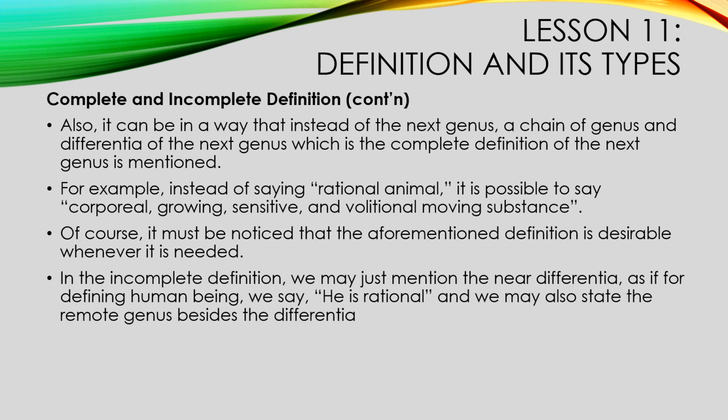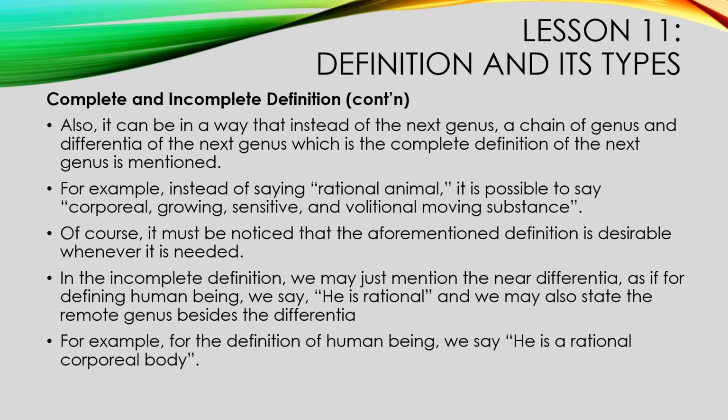In the incomplete definition, we may just mention the near differentia, as if for defining human being we say he is rational, or we may also state the remote genus besides the differentia. For example, for the definition of human being, we say he is a rational corporeal body.